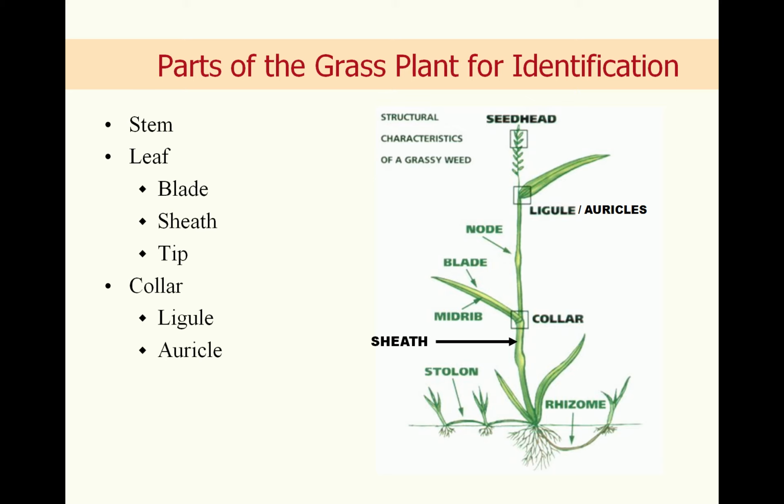The stem is the ascending axis of a plant, whether above or below ground, which ordinarily grows in an opposite direction to the roots. The leaf is actually made up of two parts, the blade and the sheath. The sheath is the tubular portion of the leaf that encloses the stem. The blade is the flattened portion of the leaf above the sheath. The area where the blade and sheath meet is called the collar.